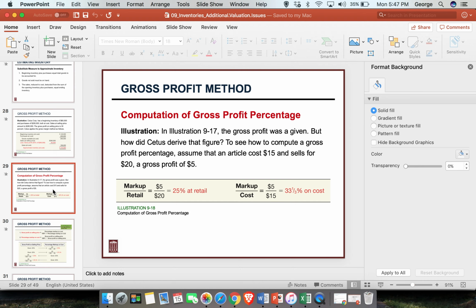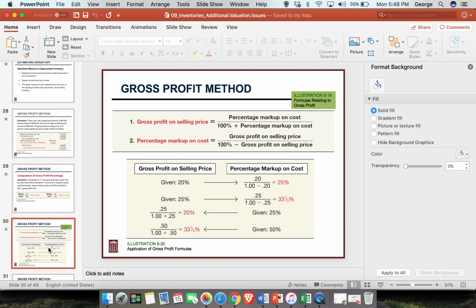All right, so gross profit. If you have an article that costs 15 and sells for 20, it has a gross profit of 5. 5 divided by 20, the markup divided by retail at 20, gives us 25% gross profit at retail. But at cost it's going to be higher, because we just take the markup of 5 and divide by the cost of the article, $15. So on cost, it's going to be 33%.